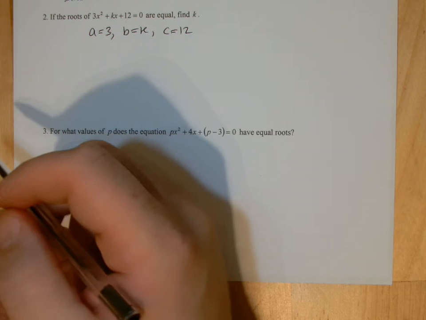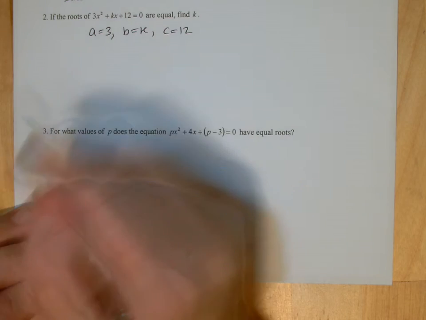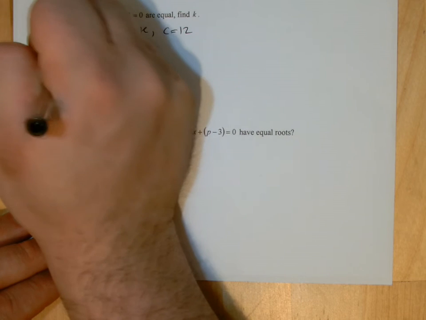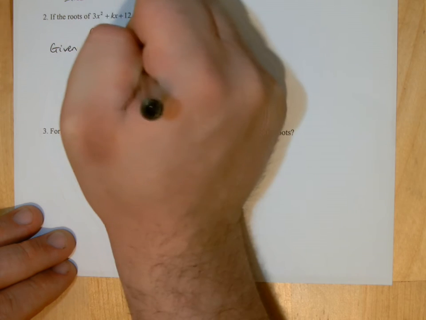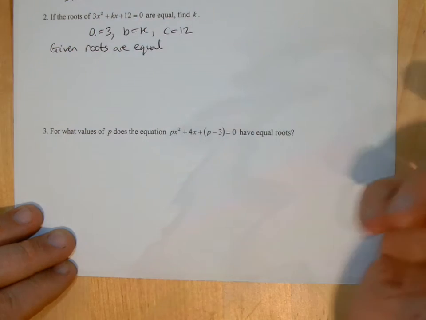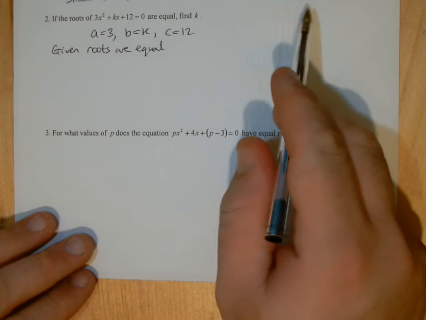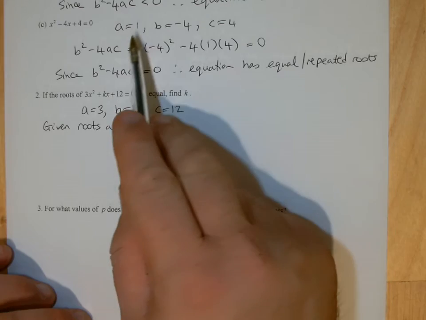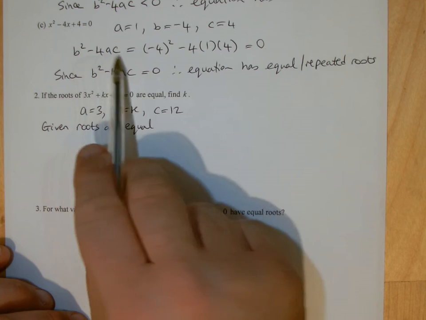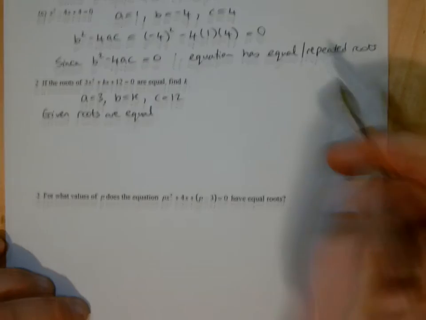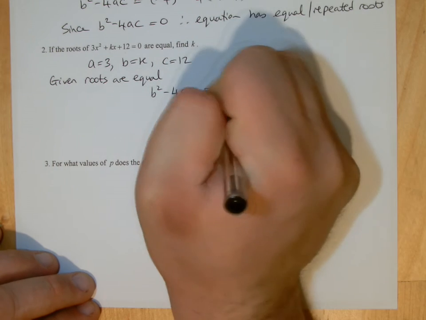But what we can do now is make a statement, because it says here that the roots of this quadratic are equal. So in other words, given the roots are equal, think about what we can say about the discriminant. If the roots are equal, as we had in the last case on question 1, b squared minus 4ac will equal 0, won't it? Given that the roots are equal, b squared minus 4ac is equal to 0.